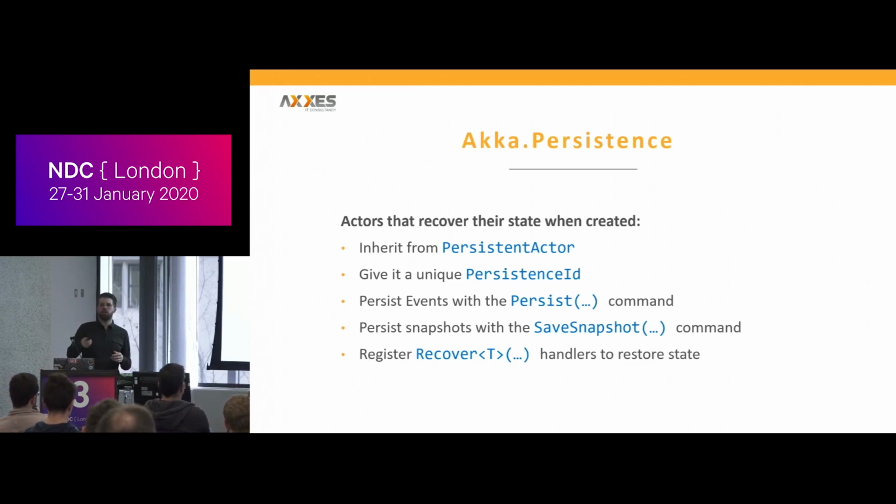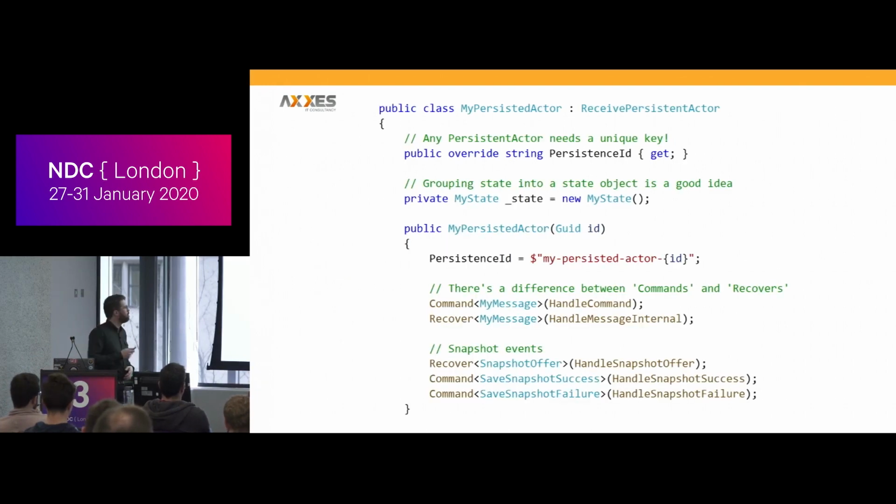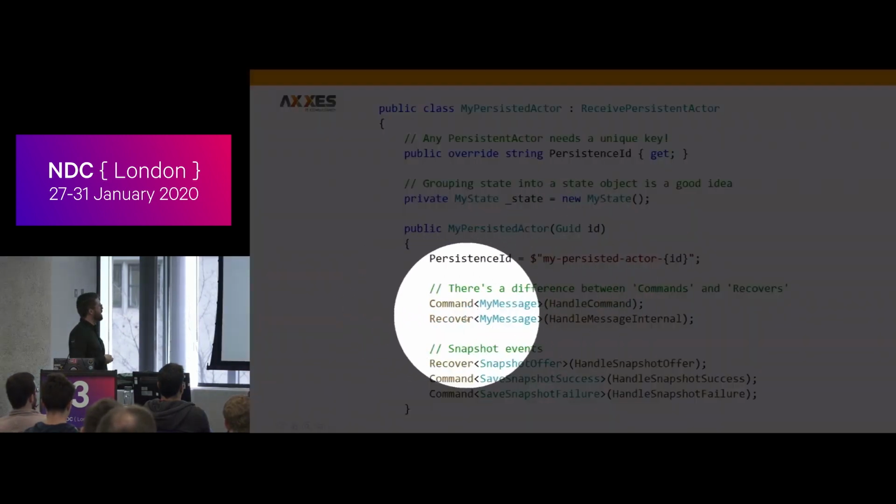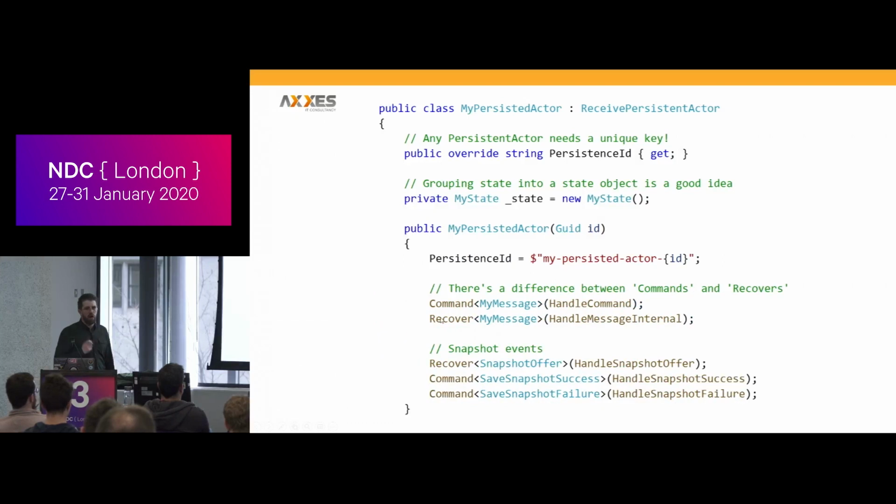You familiar with event sourcing as a concept? Cool. So how do you do that? This is the receive persistent actor. And now you have to start thinking about the difference between actual commands and recover messages, because they are different things. I will show on the next slide what that means for your business logic.